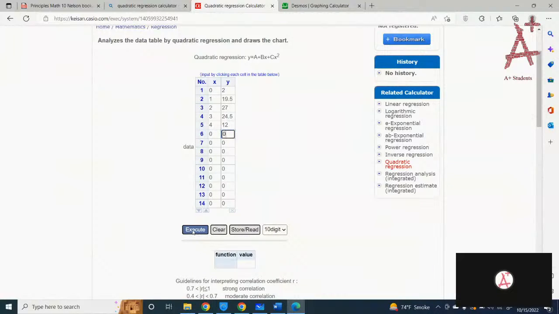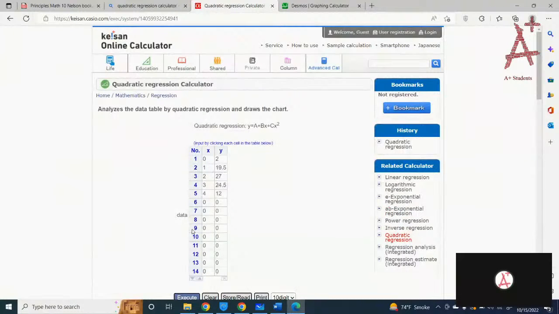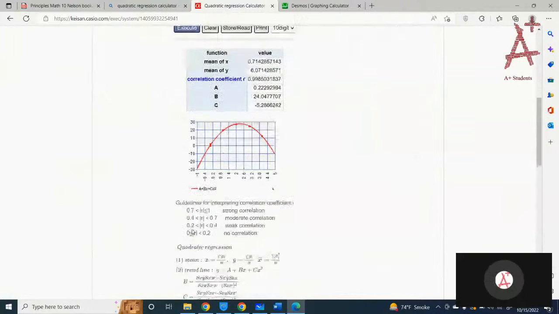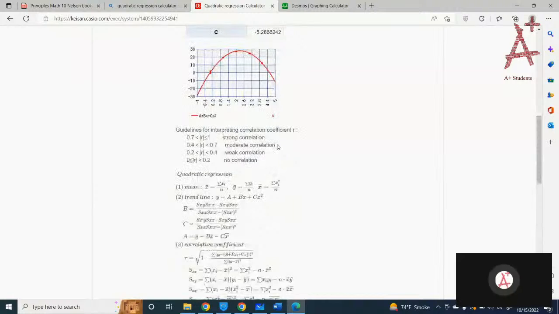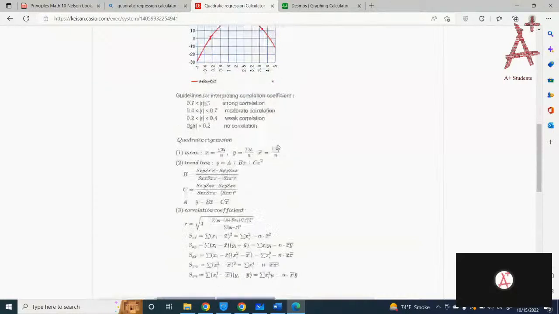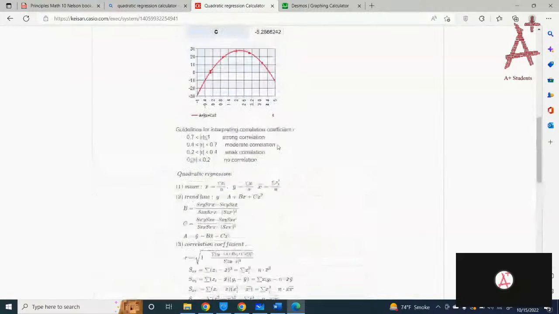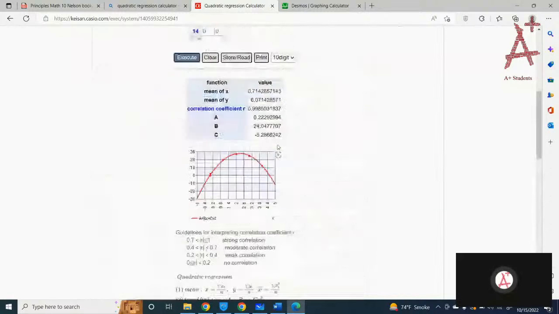Okay, let's see what happened. Yes, this is the best fit graph actually. You can use the graphing calculator and see the best fit graph of the equation, but you have to find the equation using quadratic regression.